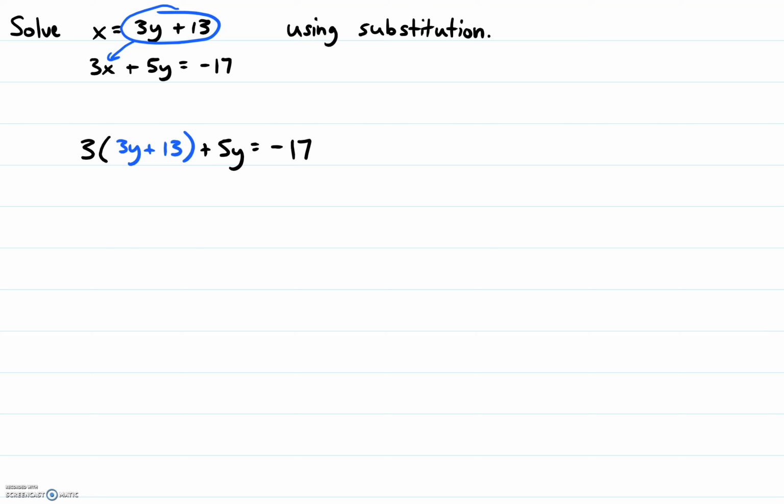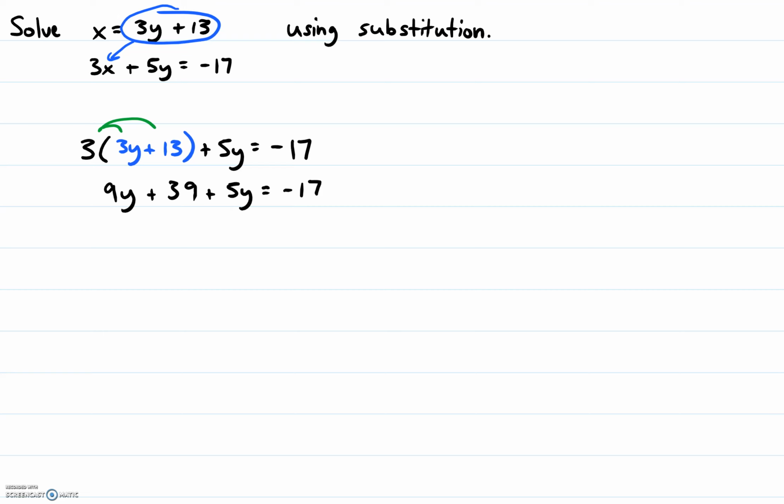And so now we just want to solve this. Now instead of having an x and a y in this equation, we only have y's. So we're just going to use the stuff from the very beginning of this course, and we're just going to isolate the y. So we're going to go ahead and distribute the 3 right here, because that's the first step. So we'll have 9y, 3 times 3y, plus 39, plus 5y equals negative 17.